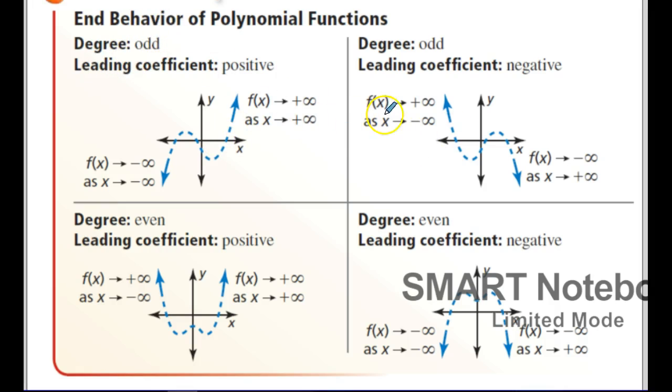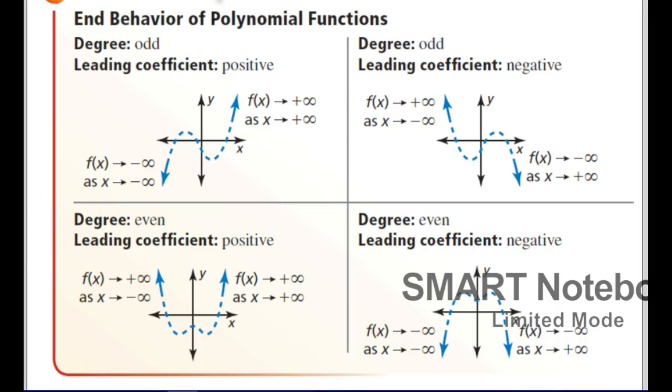So these top two are if my degree is odd. And remember, the degree is that highest exponent. So if my degree is odd, I know that one side will be up and one side will be down. So my leading coefficient, right, that number that's in front of that variable with the highest exponent, if that's positive, I will go towards the positive as I go positive. If it's negative, as I read from left to right, I will go negative. Okay, so that's what these are saying. And how we read this mathematically is f of x approaches positive infinity as x approaches positive infinity. That's just kind of how you read these little statements.